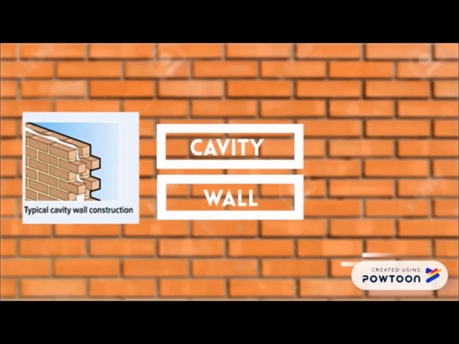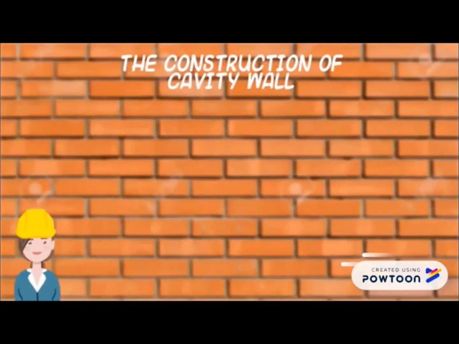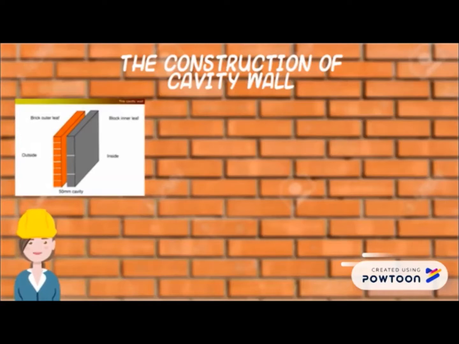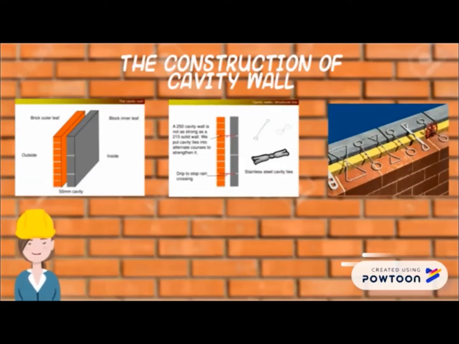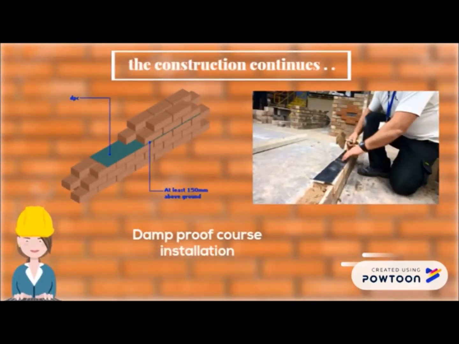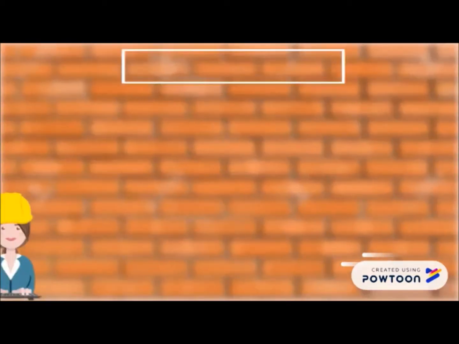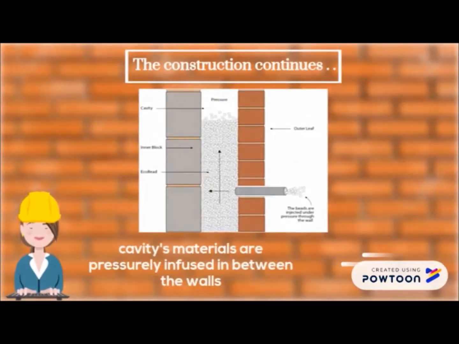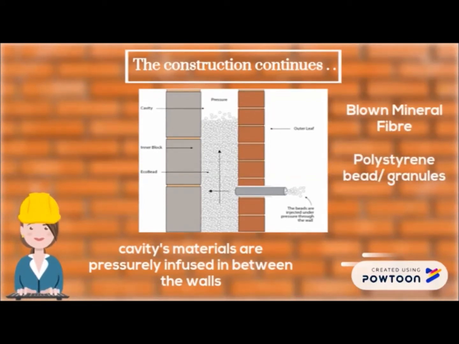Next is the construction method of cavity wall. The first step is to build the brick walls, which are known as the outer leaf and inner leaf. While building the two walls, wall ties are installed in between the two walls as connectors. After that, the DPC, also known as damp-proof course, should be installed and laid on a smooth bed of fresh cement mortar for both walls. The construction continues with the insertion of the cavity material between the two walls. The materials that are usually used are blown fiber material, polystyrene beads, or urea formaldehyde foam.